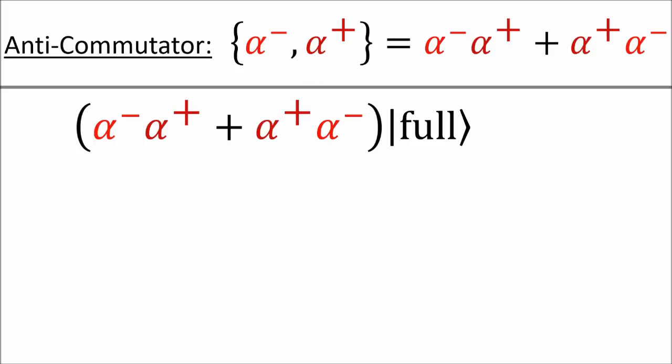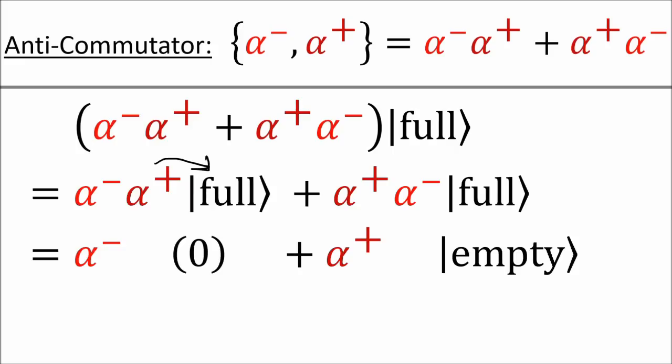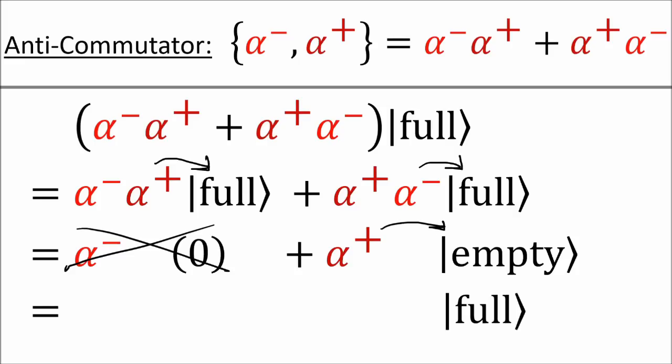Now let's apply the anti-commutator to the full state. Again, we get two terms. In the first term, we try creating on the full state, so we get 0. In the second term, we destroy the full state to get empty, and then create to get full again. So the anti-commutator acting on the full state gives us the full state.